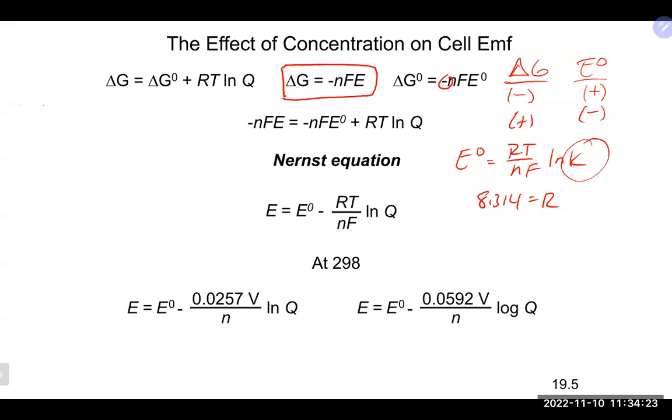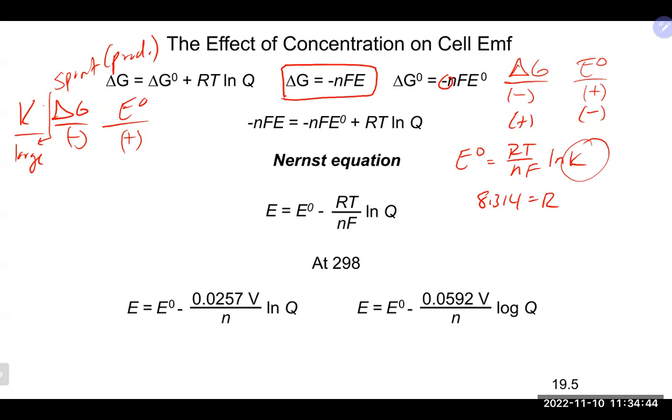So again, if we look at our K with our delta G and our E, if we have a positive E, it should give us a negative delta G, which means it is going to be spontaneous. Spontaneous means we should have products. Products means we should have a larger value of K in that case.